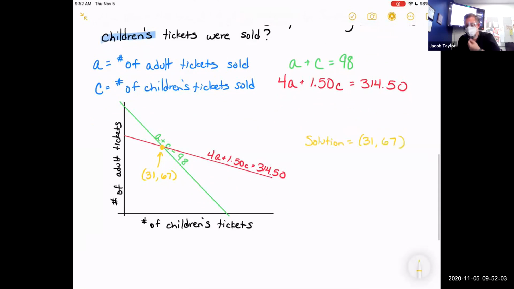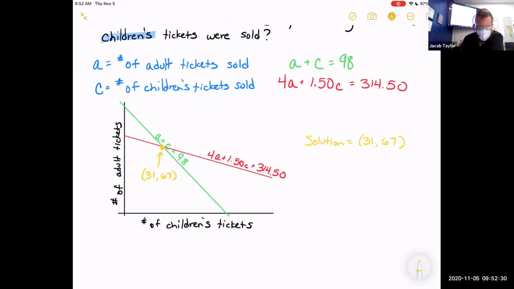How do you know 31 is the children's tickets and not the adult tickets? Exactly right. The first number is on the x-axis. Because I put children's tickets on the x-axis, the first number is children's tickets. I can check this by making sure that 67 plus 31 equals 98. It does. And then I could also plug them into the second equation to make sure the total equals $314.50.